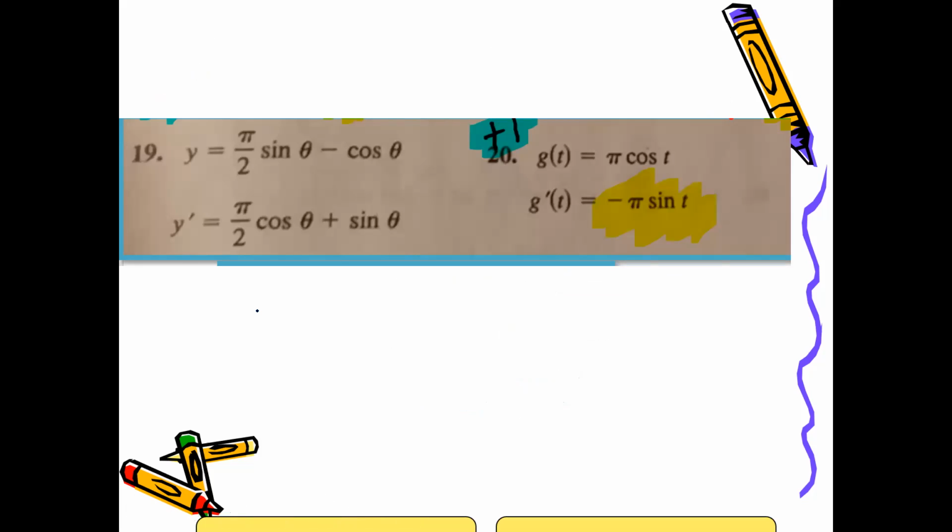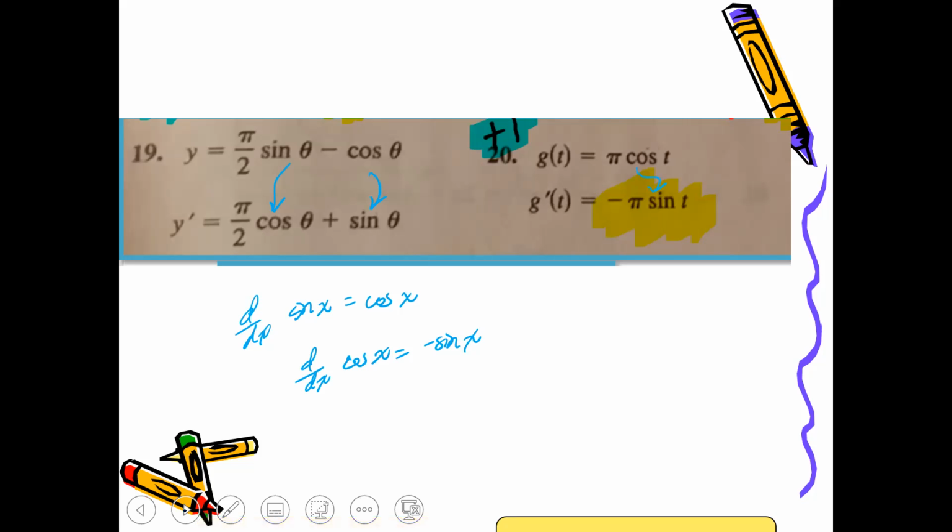Last time I saw you guys, I introduced you to the derivative of trig functions. So the derivative of sine x is equal to cosine x, and the derivative of cosine x is equal to negative sine x. And so after that, it's pretty straightforward. Just be careful with the double negatives. And that's it.